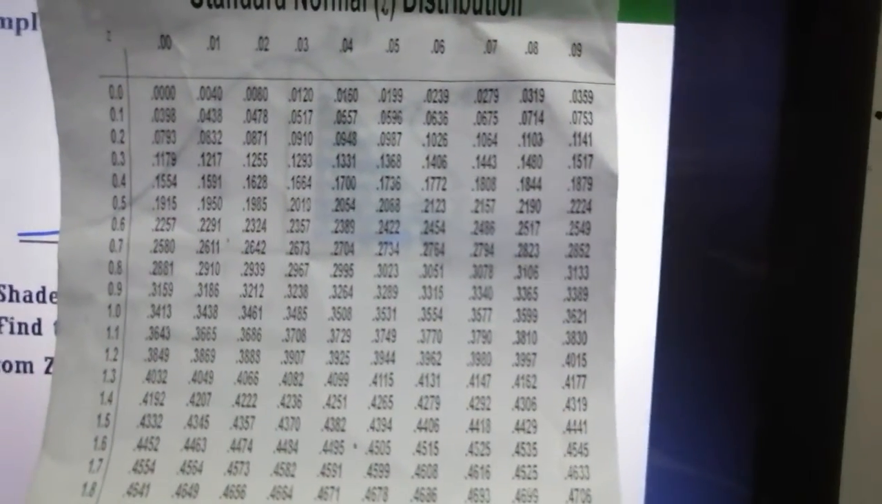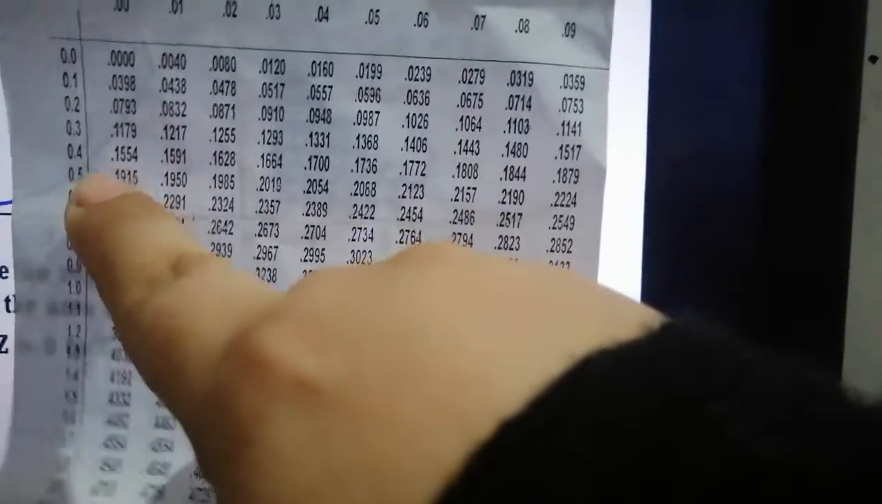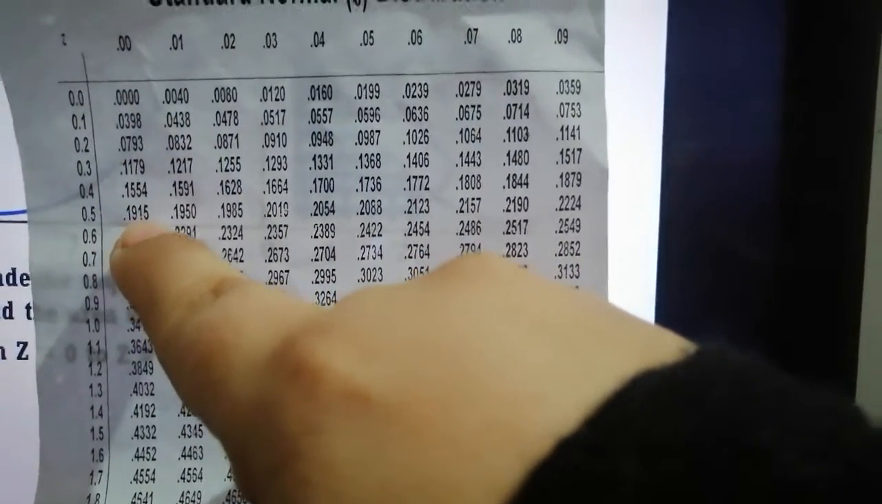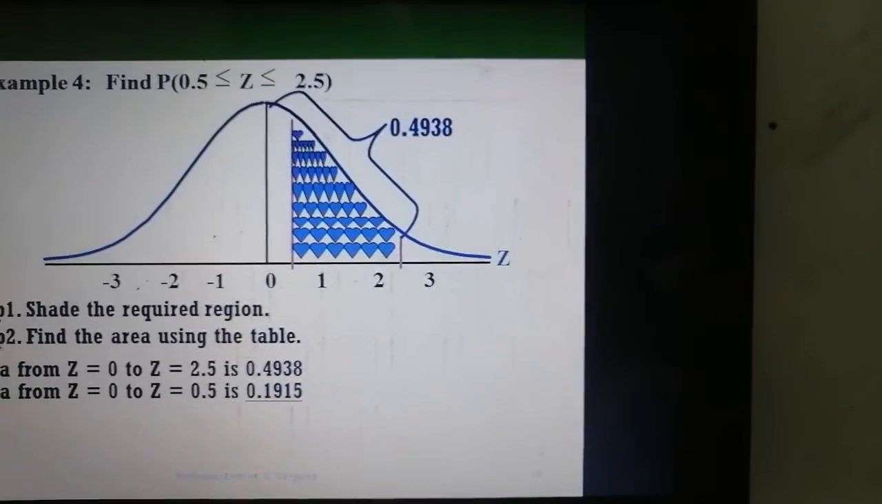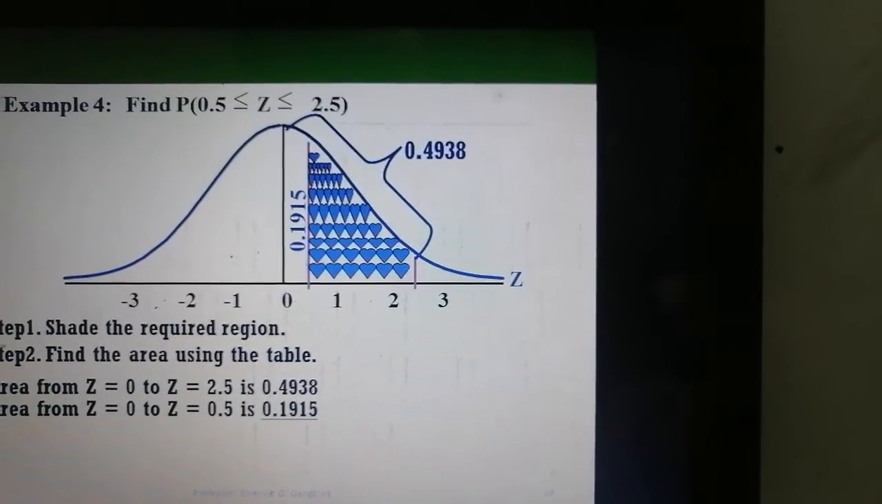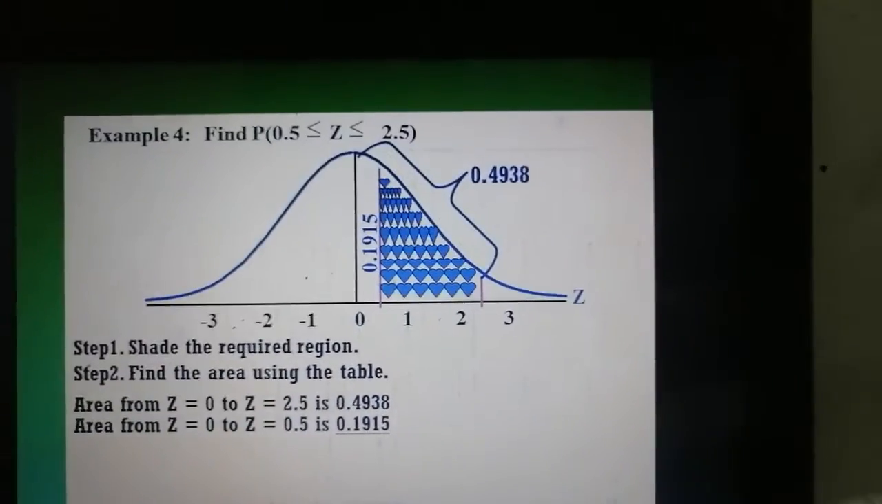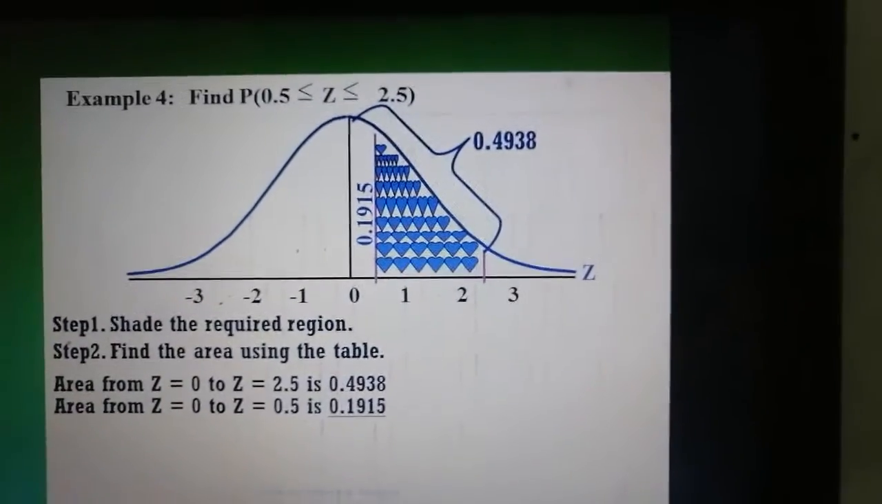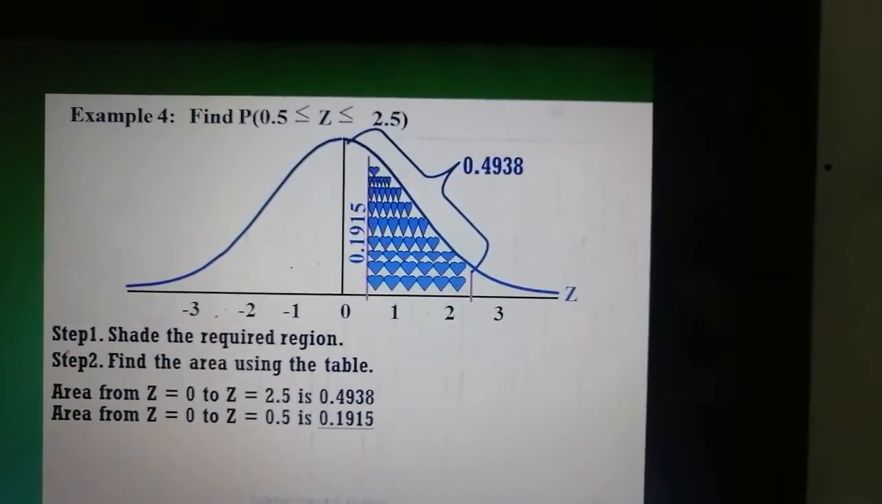0.5. Ayan, 0.5. 0.500. So, that is 0.1915. So, that is 0.1915. So, these areas, this area has, ayan, a measurement of 0.1915. This region has an area of 0.1915.